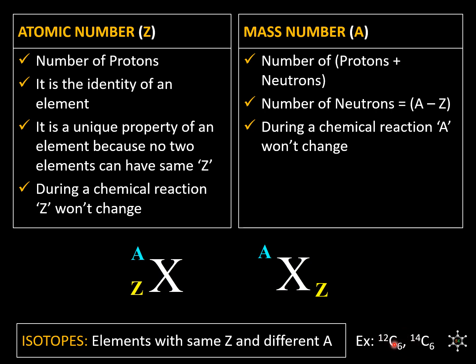The moment we call this element as carbon, we know that Z for this is 6. Carbon 12 is having 12 minus 6, 6 neutrons. Carbon 14 is having 14 minus 6, 8 neutrons.